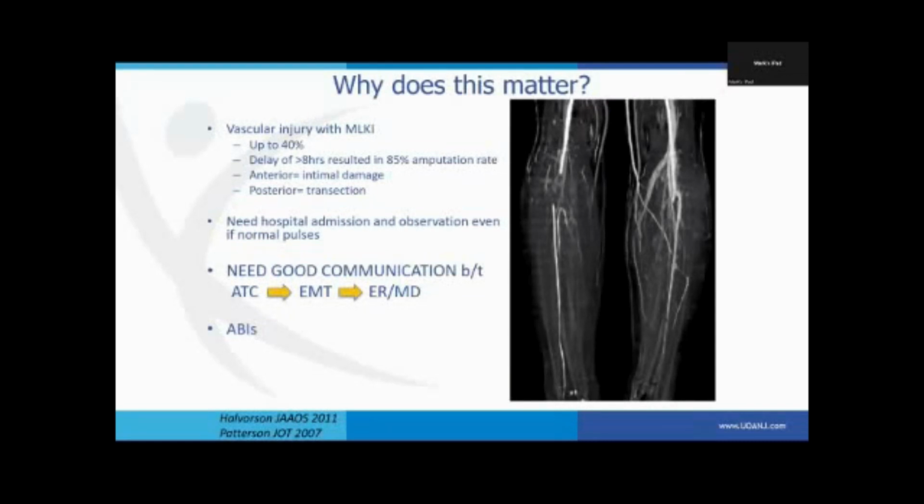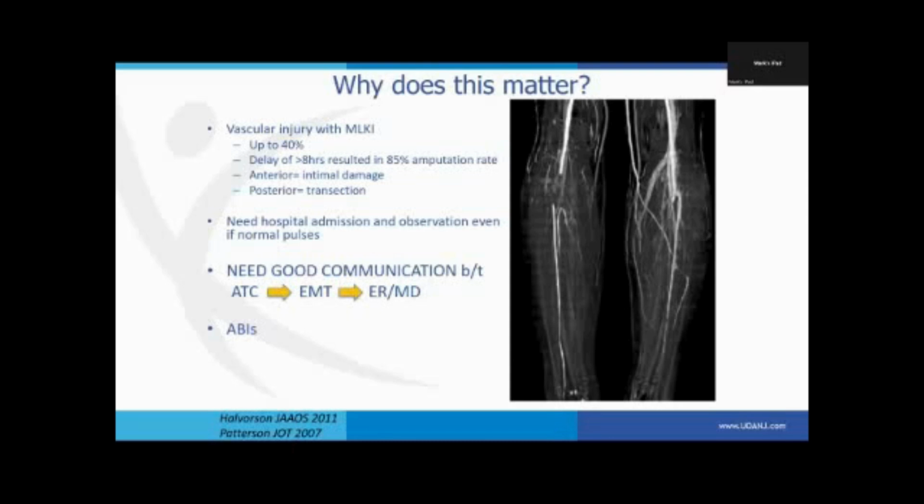So we're talking about vascular injuries. That's really why this talk matters. We want to recognize these if they have happened. With multiligamentous knee injuries, with knee dislocations, up to 40% of the people who suffer one of these injuries can have a vascular injury. And if there's a delay in diagnosis, the amputation rate goes through the roof. Even with recognition of a vascular injury, there's still as much as a 15 to 20% amputation rate with a vessel injury with a knee dislocation. So we have to recognize them. We have to have our radar up.